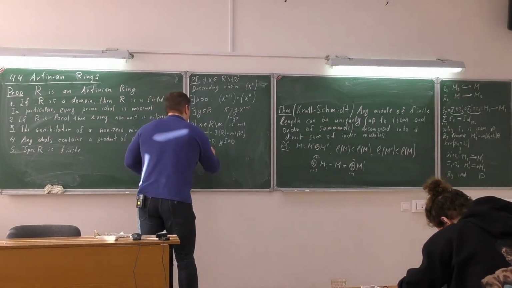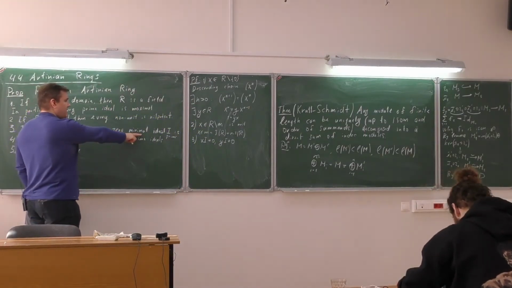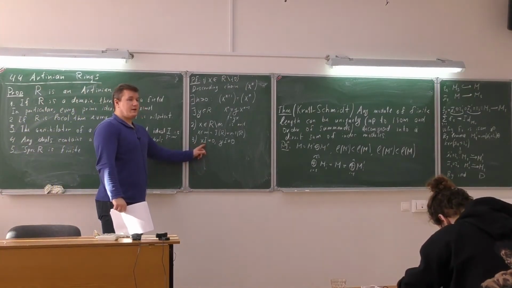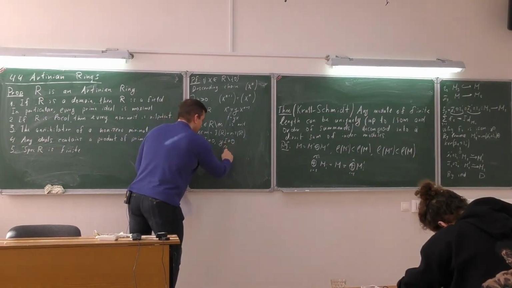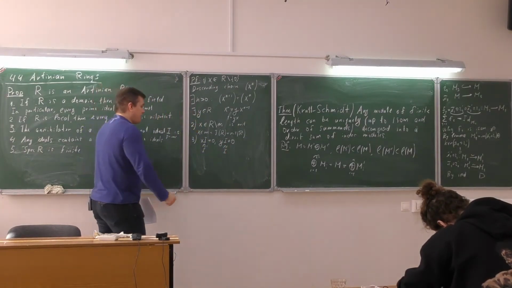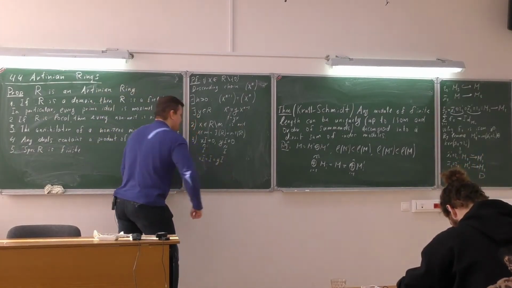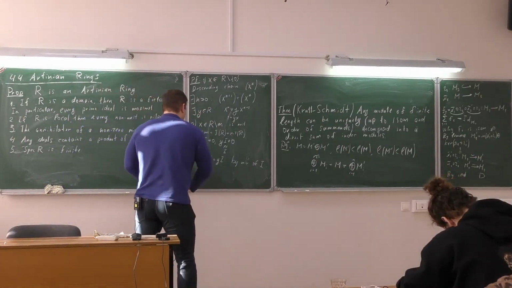Now I need to say that this ideal I is a minimal ideal, and definitely xI sits inside I. So this is something inside I, and this is also something inside I. By minimality, I have to conclude that these three ideals coincide. So this is by minimality. And then I just do the following computation.